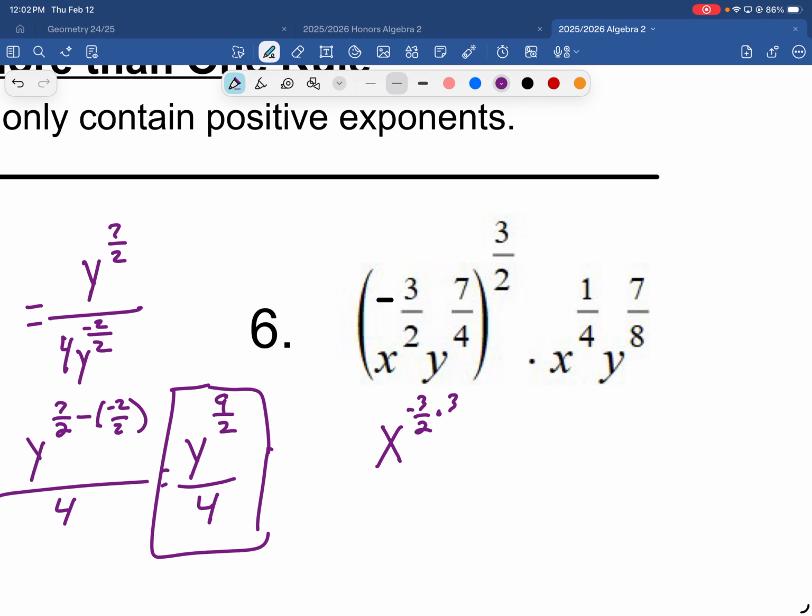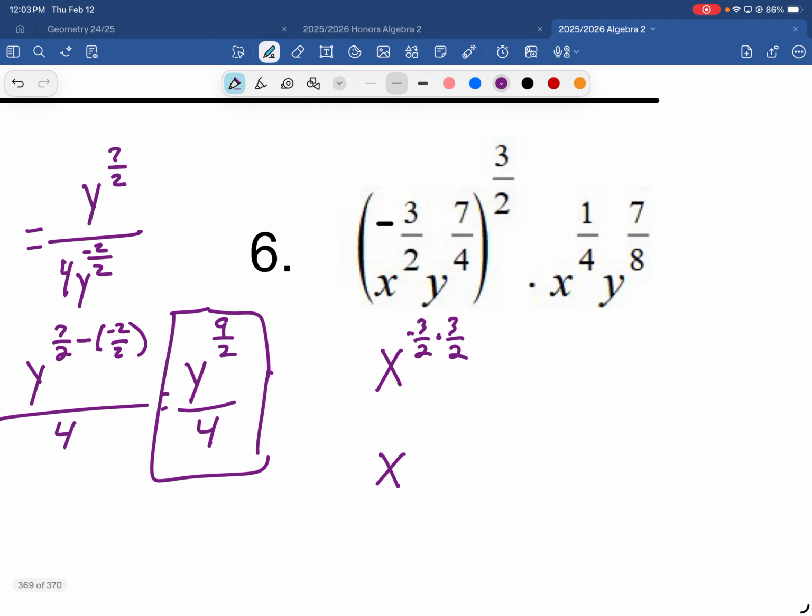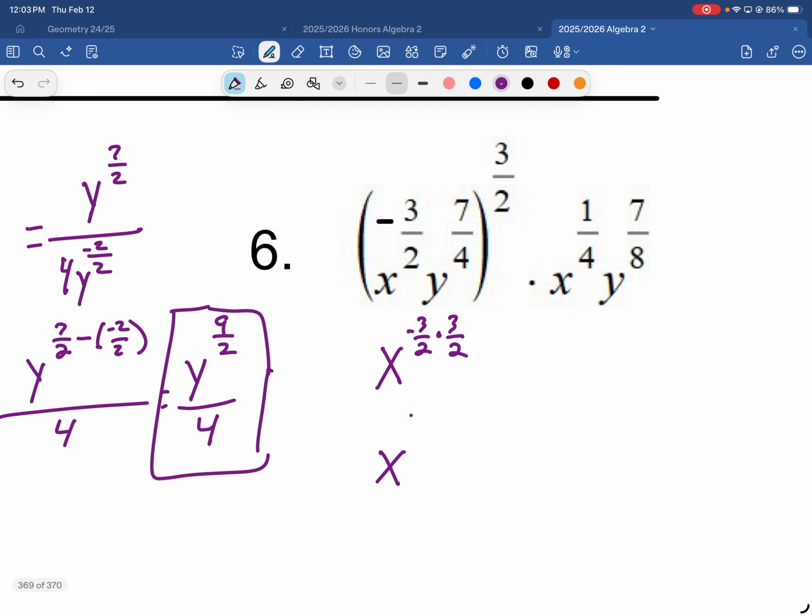3 halves. Which we're just going to go do. That's x to the top times the top, negative 9, bottom times the bottom, it's 4. Now we've got y. Its exponent is 7/4. I need to multiply that by 3 halves. Top times the top is 21. Bottom times the bottom is 8.